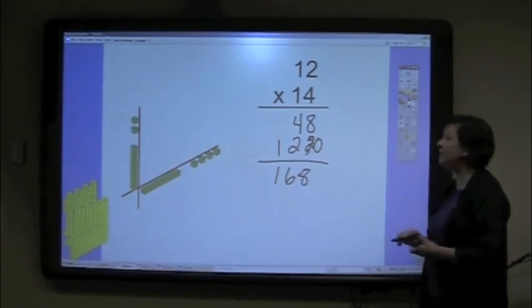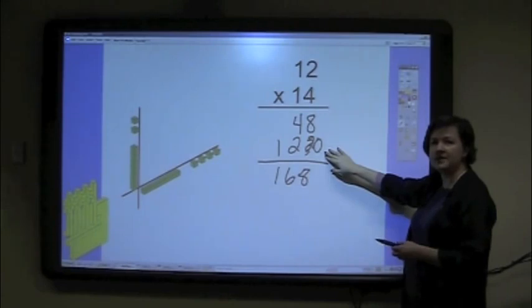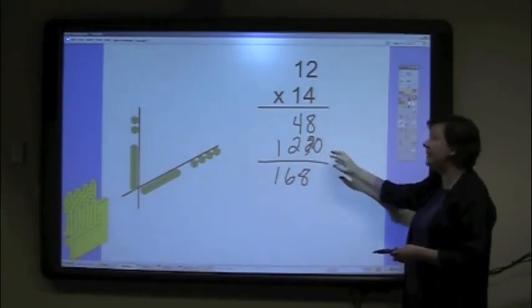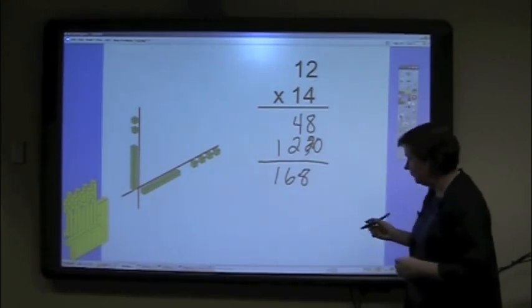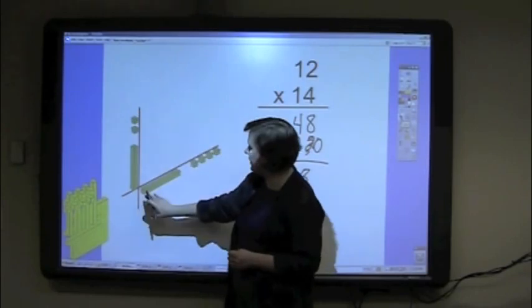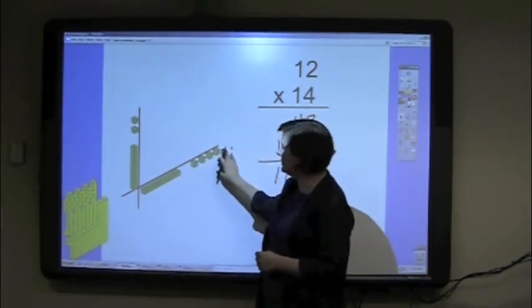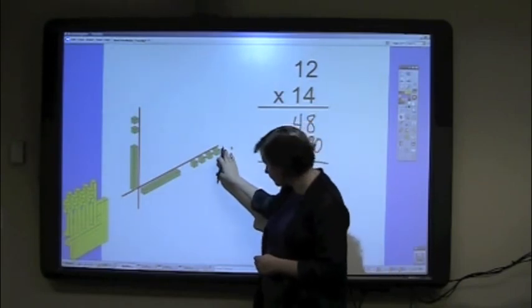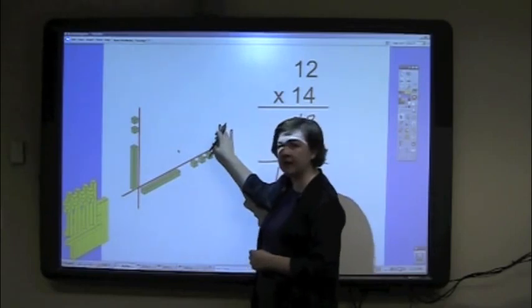That's the right answer, but if I can't keep these parts in line, if I get confused about what step I'm on, I'm stuck as a student. What I want to show you is a different model. Here I have the same problem set up. Here's 12 on my vertical axis, 14 on my horizontal. We've spread them out a little bit to make it easier for you to see. And I know that the product is the area of this rectangle inside.